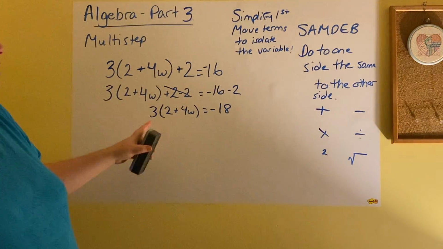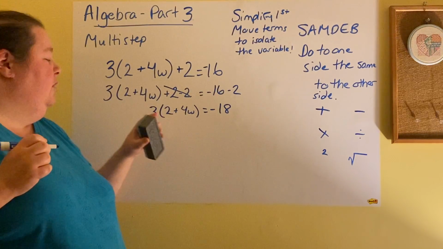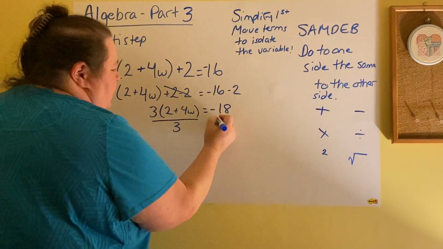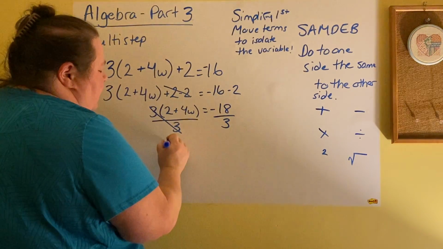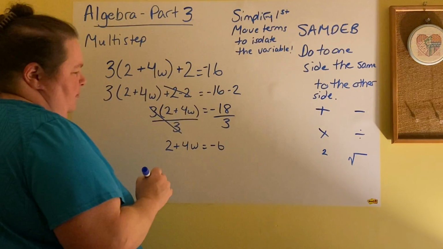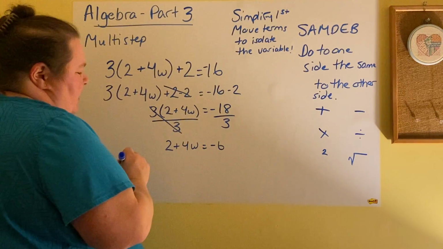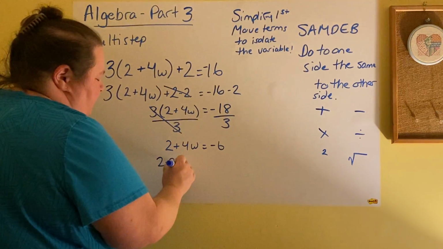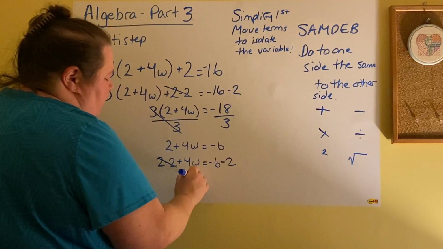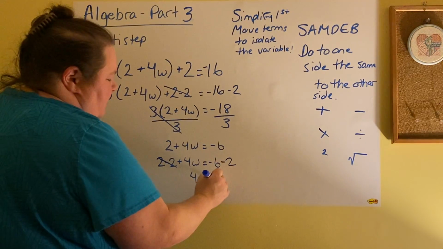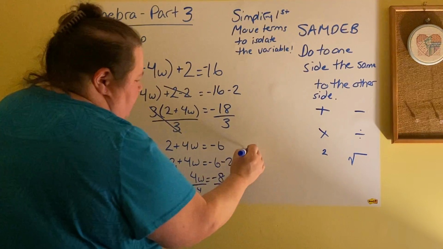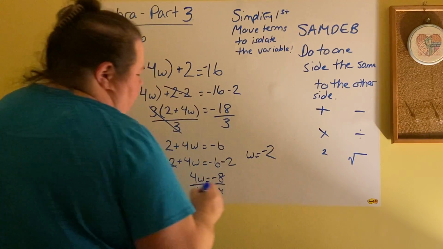Now, this time, that 3 and the 18 do have a relationship. So I probably would deal with the 3 first. So what I would do is divide by 3 on both sides. Those cancel out. I'm left with 2 plus 4w, and this would be negative 6. Now, I've got to move that 2 over there. So I'm going to subtract it from both sides. And I'm left with 4w, and this would be negative 8. And at this point, I'm dividing by 4, and so w equals negative 2.